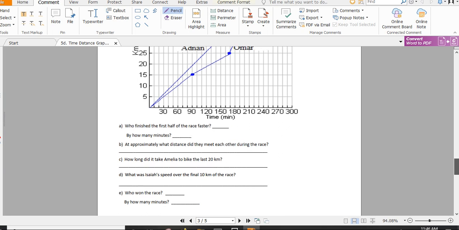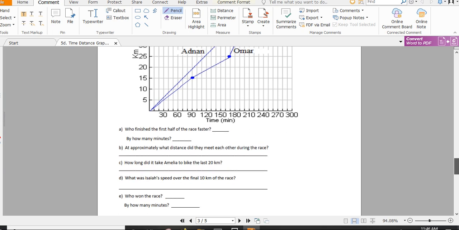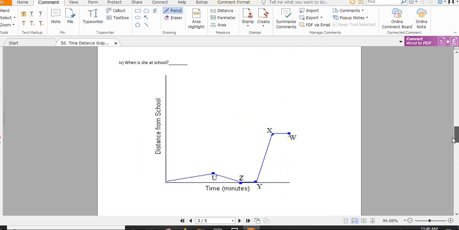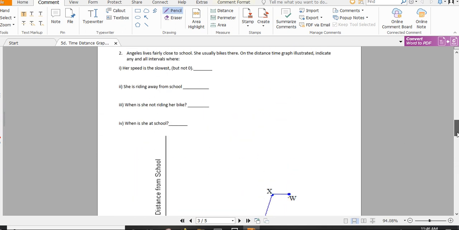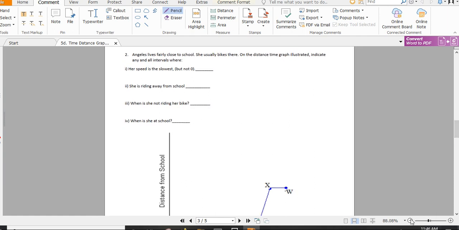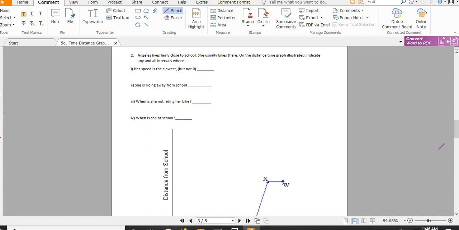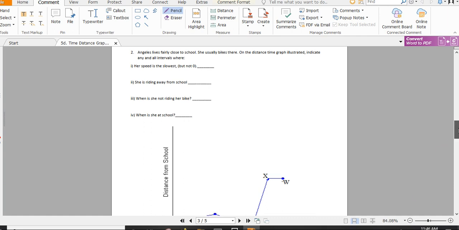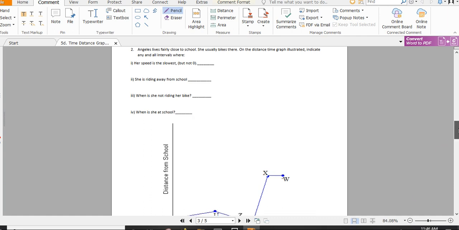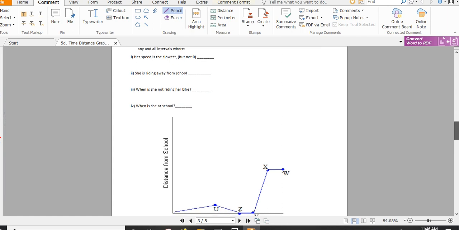Okay, so looking at this question, Angelus lives fairly close to school. She usually bikes there. On the distance time graph illustrated, indicate any and all intervals where her speed is the slowest. Where is her speed the slowest, but not 0? Well, clearly this section right here is when the speed is 0.